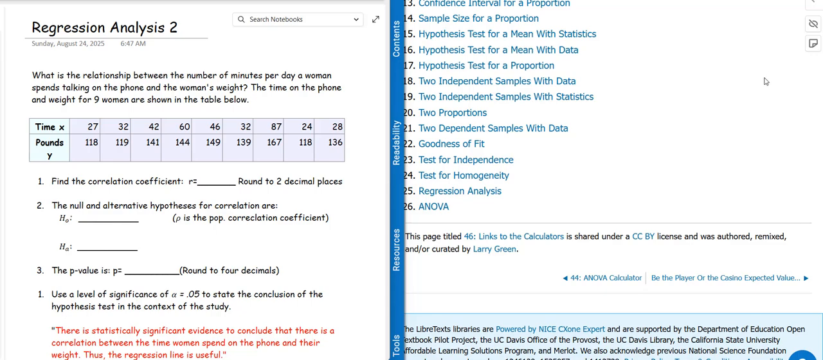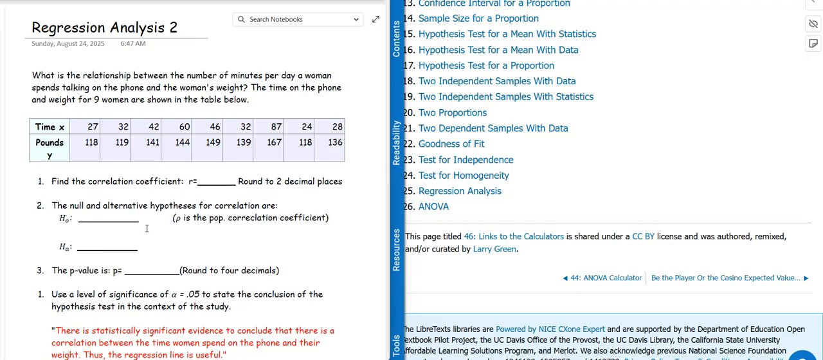This is a video on performing a regression analysis using the LibreText Regression Analysis Calculator. In this problem, X is the independent variable, that is the number of minutes a woman spends on the phone a day. And Y is the dependent variable, that is the woman's weight. We want to know if there's a linear correlation between those two. So let's find the correlation coefficient, null and alternative hypotheses, and so on.